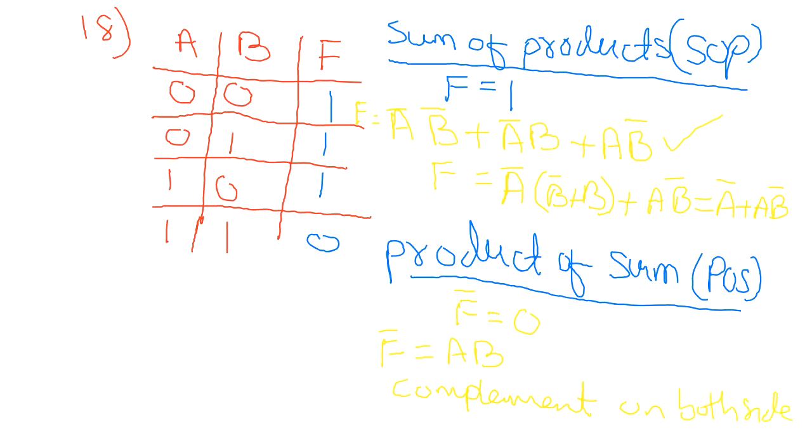Because when I do complement on both sides, F bar is equal to A B. If you do complement on both sides, F bar bar is A B whole bar. Now you know that F bar bar will become F, and A B whole bar will become A bar plus B bar. This is your product of sums.